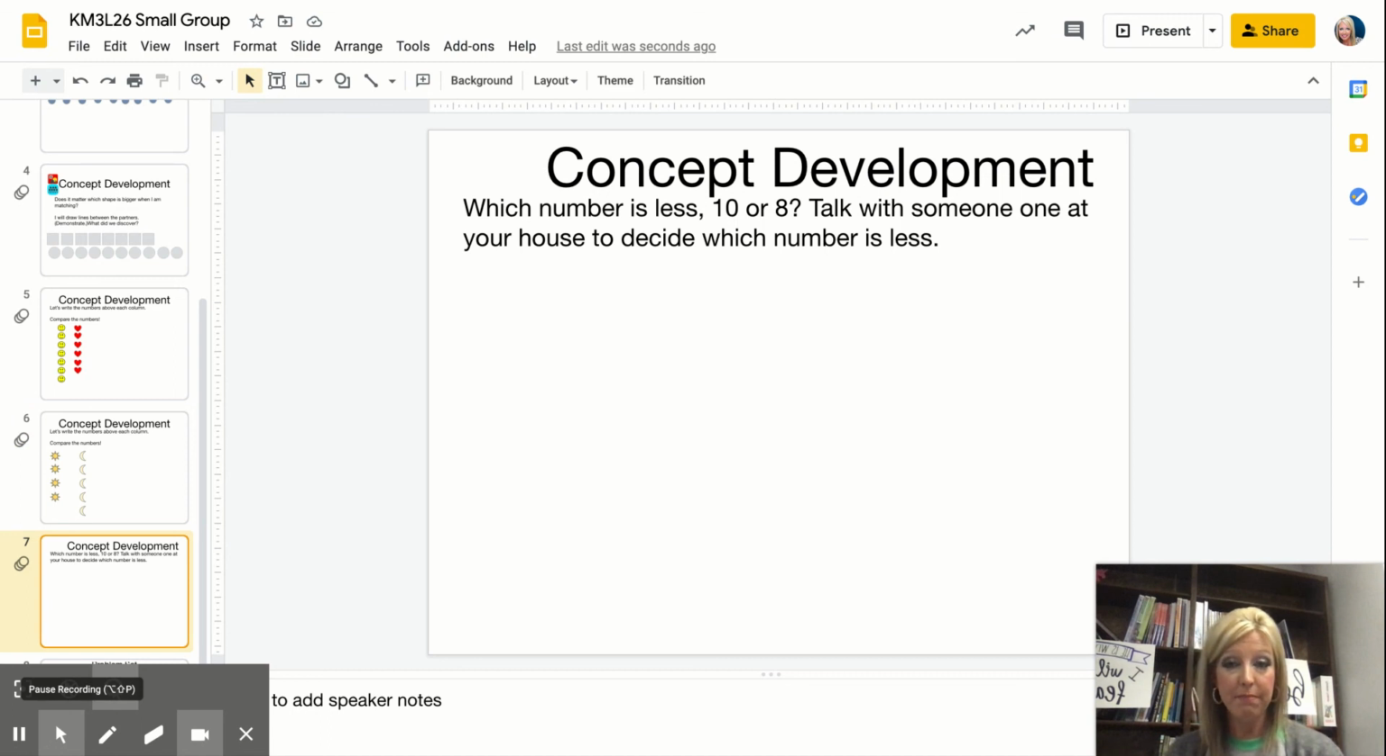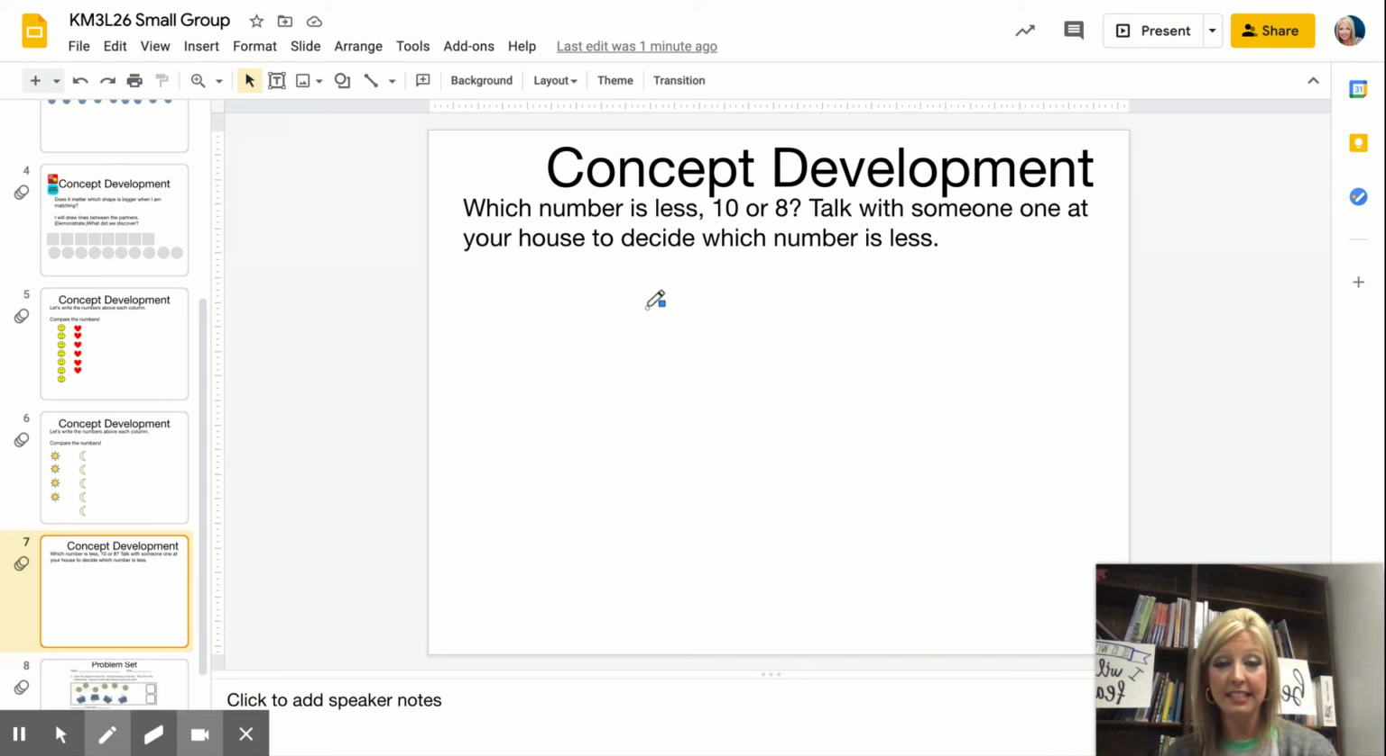Without using a picture on my board, I want you to talk to someone at your home. Which number is less, 10 or 8? Go ahead and pause the video while you talk to someone at your home and decide if 10 or 8 is less. If you need to draw a picture, you can. You should have said that 8 is less than 10.